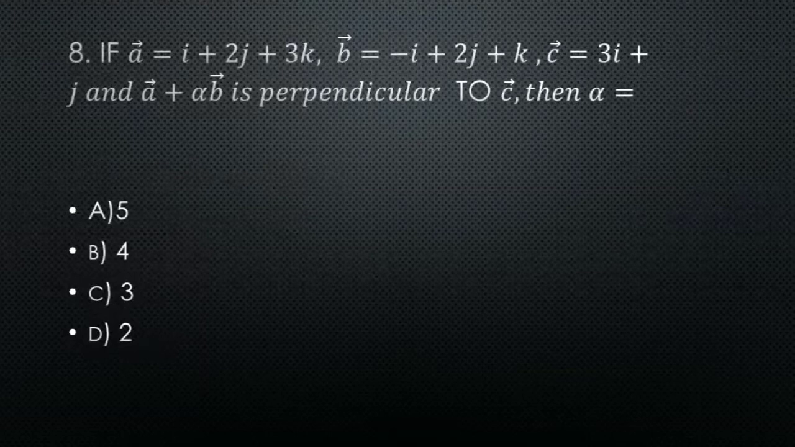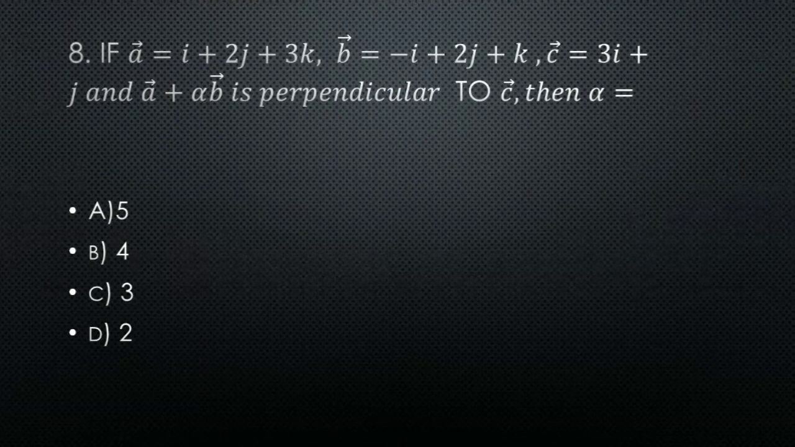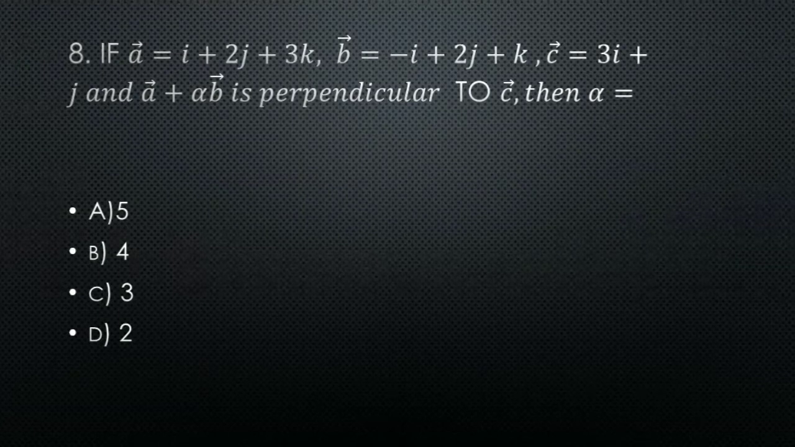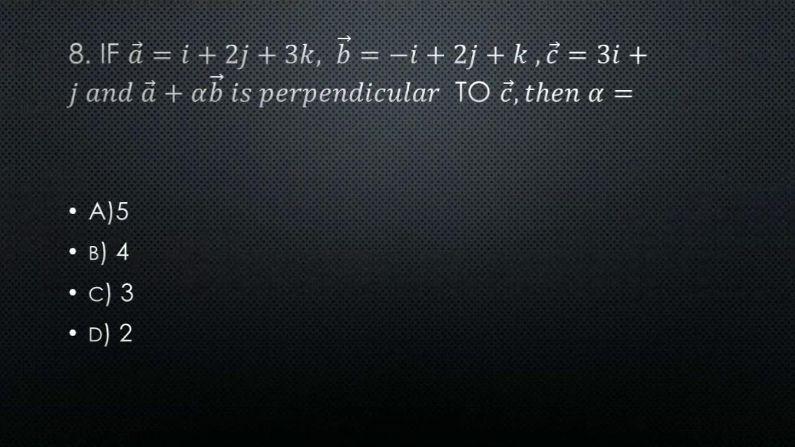The next one: if A vector is equal to i plus 2j plus 3k and B vector is given and another vector C is also given, and A vector plus alpha B vector is perpendicular to C vector, then what can we find alpha to be? Since A vector plus lambda B vector is perpendicular to C vector, their dot product will be equal to 0, right? By using that, you can get the value of alpha. Options are 5, 4, 3, 2.